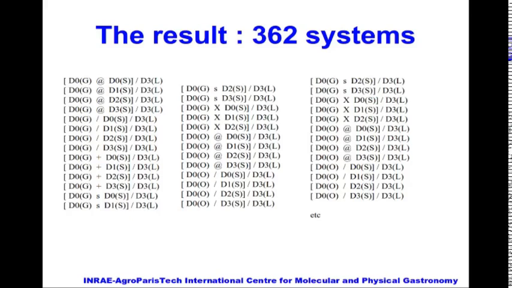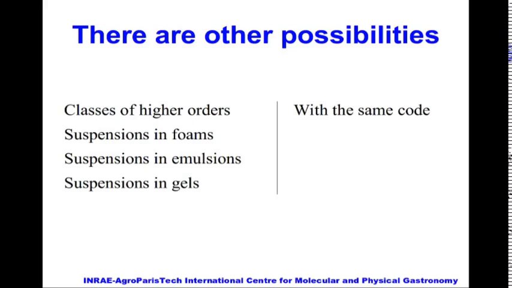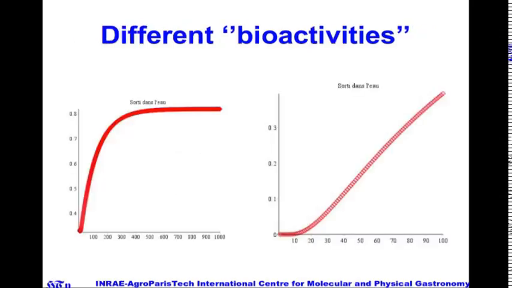We are in the middle of the work, but of course, with the same kind of software, we can make more complex gels or suspension in foam, suspension in emulsion, suspension in gel, and so on, and so on. Very simple. For all these systems, we have a special bioactivity. Bioactivity means, let's say, the release of a biological compound from the system. Sometimes the release is very fast, so this is the curve on the left. And sometimes it is slow, but it increases later and it lasts longer.